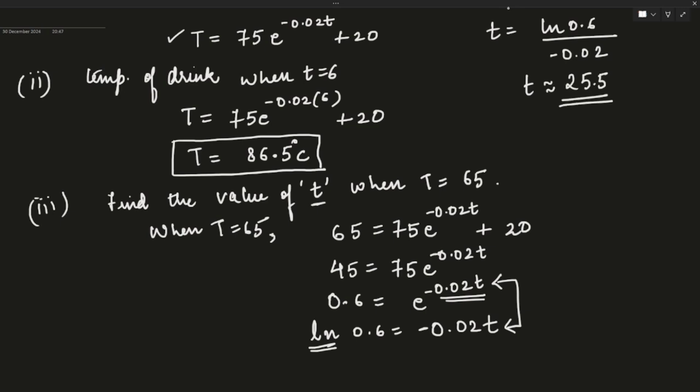We have to give our answers up to three significant figures. So t is equal to 25.5 when the temperature of the drink is 65 degrees Celsius. So these are some practical applications of exponential equations. You are asked these types of questions, and this is the method that you will use to solve them.